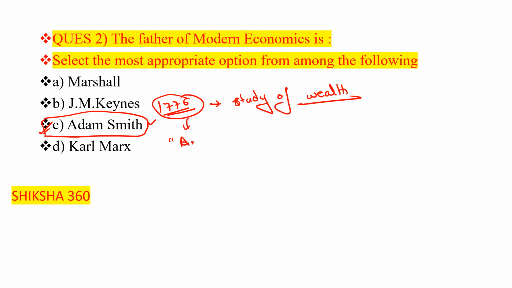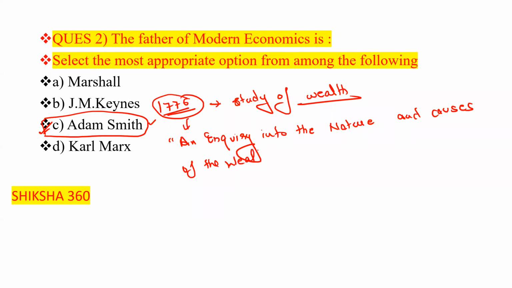An Enquiry into the Nature and Causes of the Wealth of Nations. This book was written by Adam Smith in 1776 and it relates to the study of wealth, in which he defines that economics is the study of wealth.